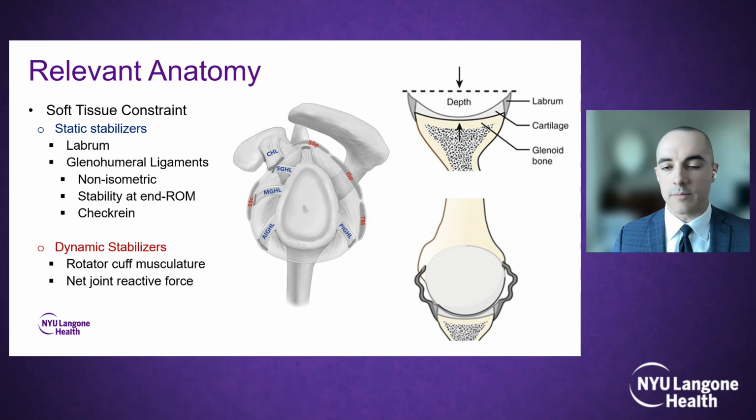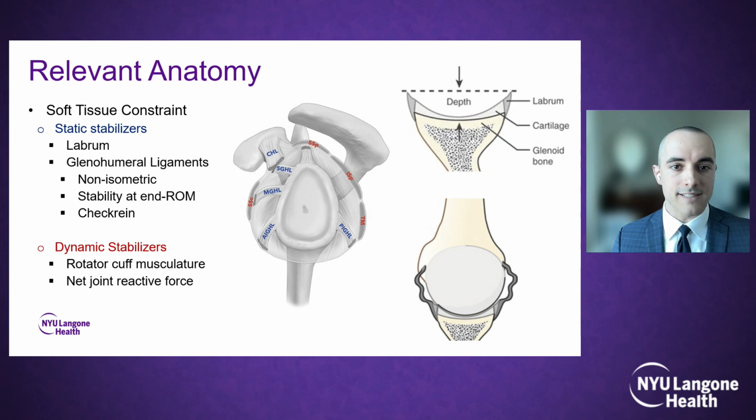Some of the primary static stabilizers are the labrum, which acts to nearly double the depth of the glenoid by another 2.5 to 5 millimeters, and also creates a relatively negative pressure environment between the humeral head and the glenoid to provide stability. It's also the attachment site of the glenohumeral ligaments, which are additional static stabilizers of the shoulder. And unlike the knee, whose collateral ligaments are isometric, these ligaments are non-isometric, meaning that throughout the majority of functional range of motion of the shoulder, these ligaments are actually quite lax.